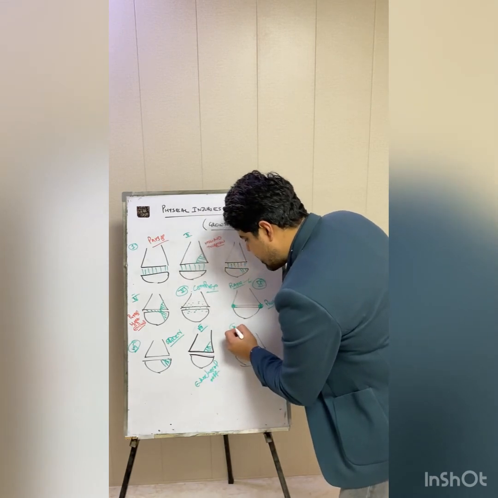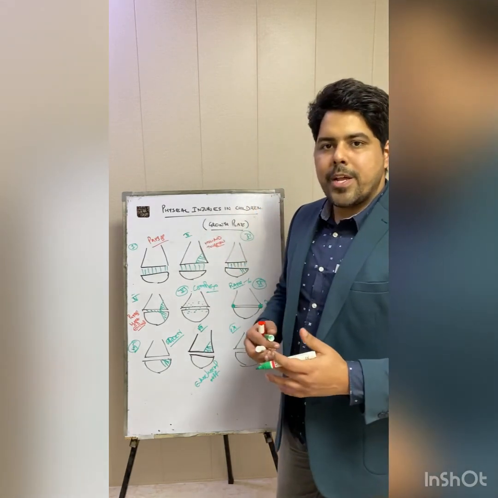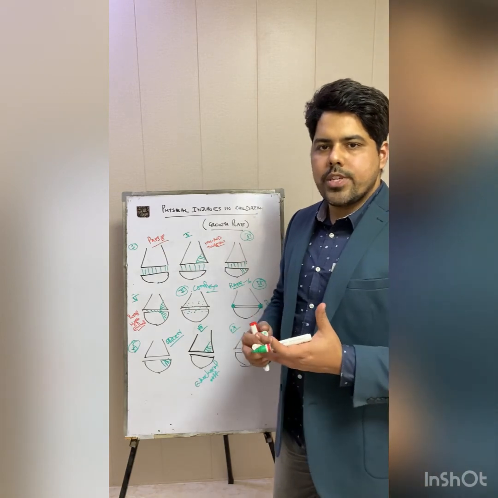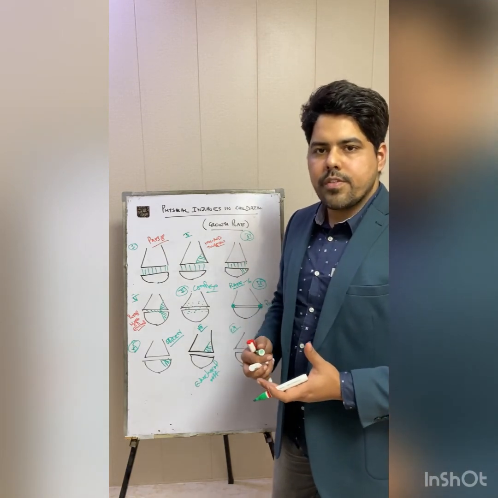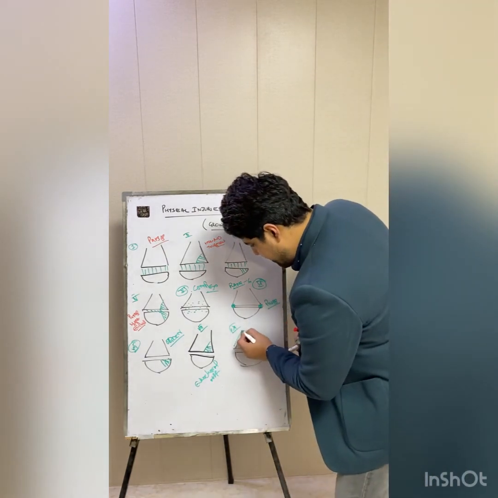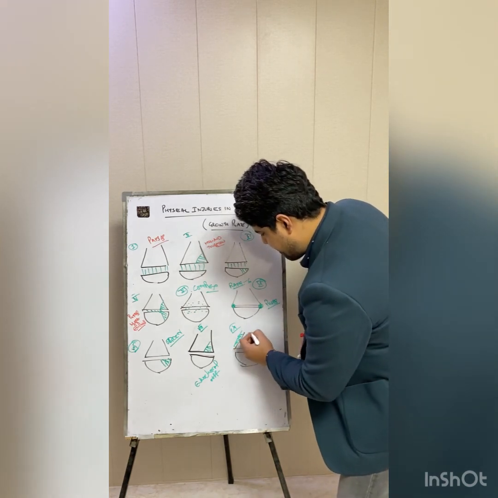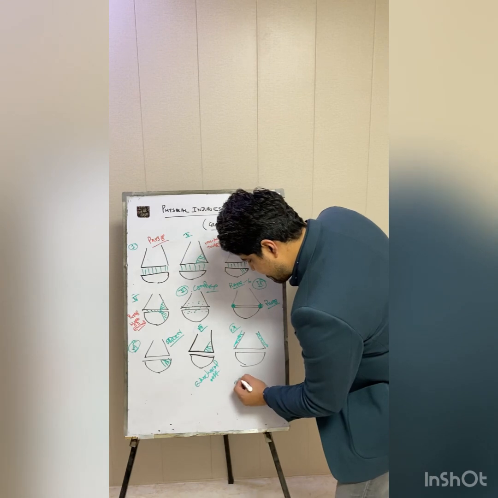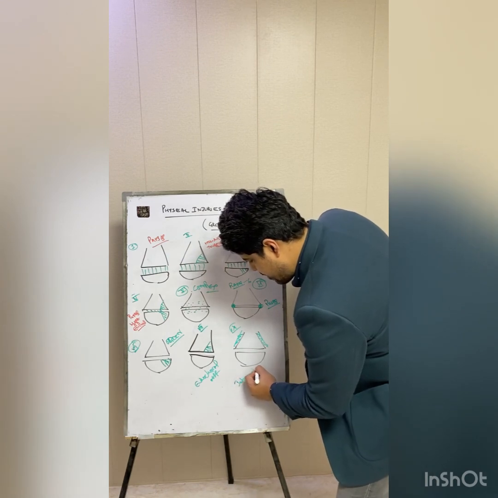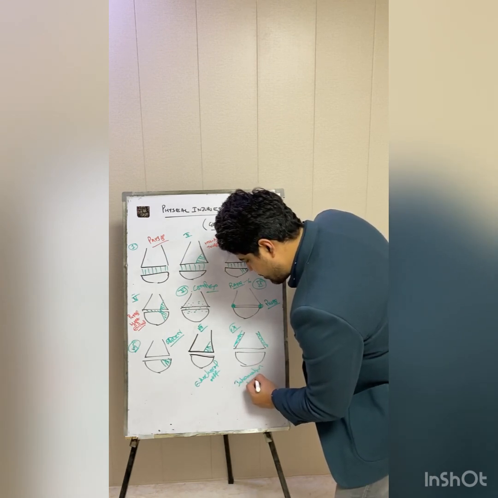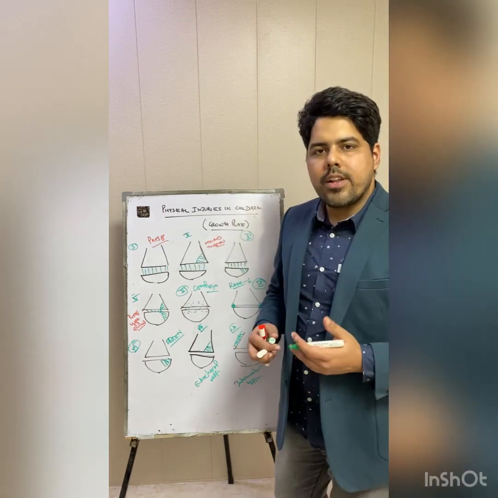The last and the 9th type of injury is a periosteal injury, and it is associated with intramembranous ossification. So these are the 9 types of Salter-Harris injuries.